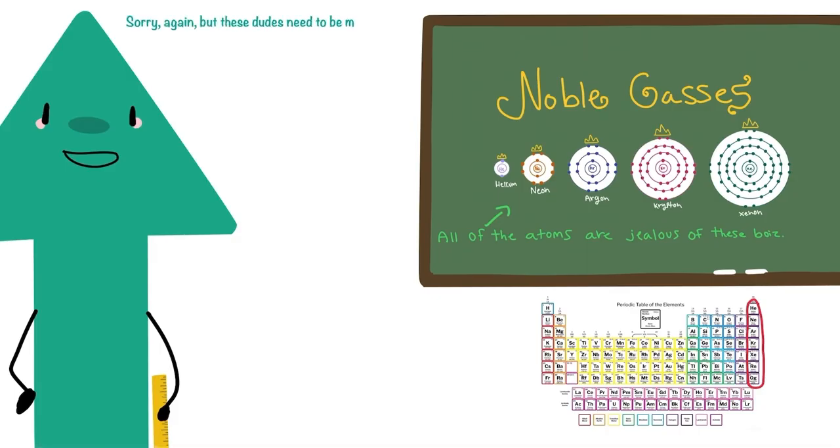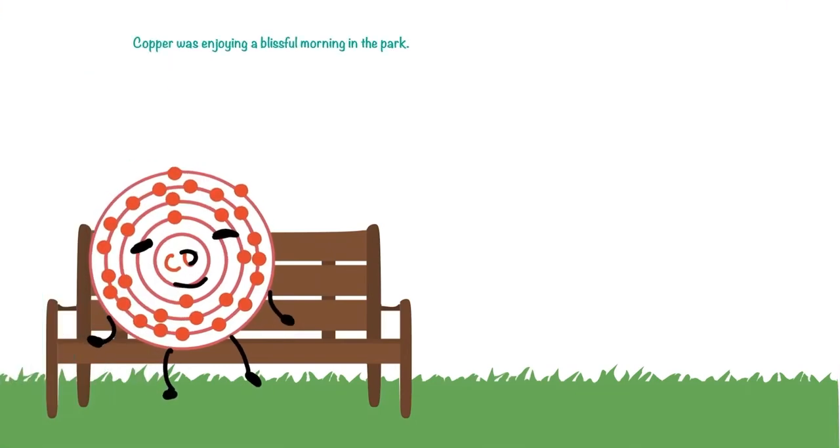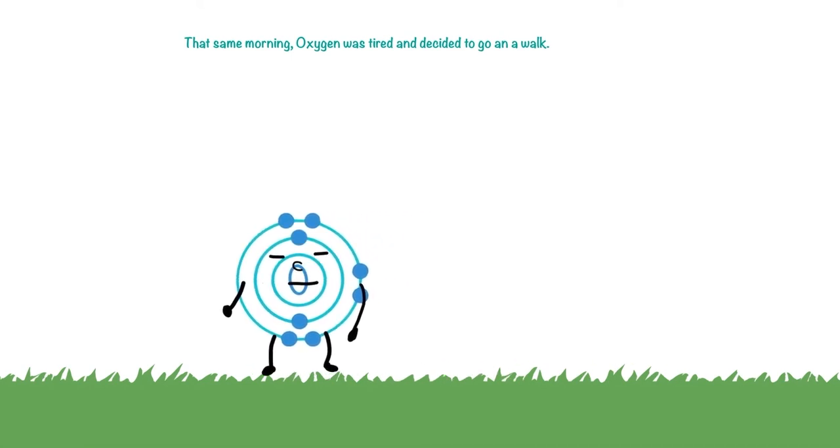Sorry again, but these dudes need to be mentioned. The noble gases are the atoms that everyone wants to be. These funky fellows were lucky enough to be born with full valence shells. Anyways, back to the story. Copper was enjoying a blissful morning in the park. That same morning, oxygen was tired and decided to go on a walk.